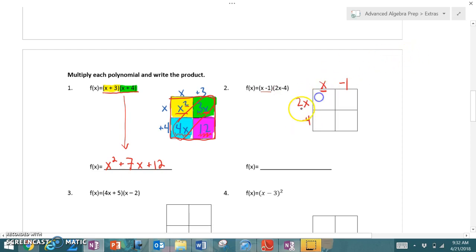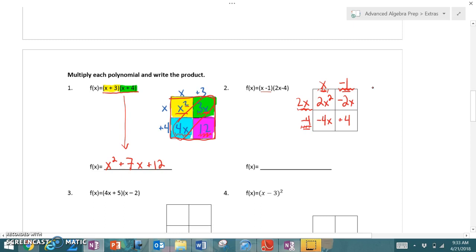Again, I'm going to do the x times 2x. Gives me 2x squared. Then I'm going to do a negative 1 times a 2x. That gives me this box is negative 2x. And then I'm going to do x times negative 4 is negative 4x. And last but not least, I'll do negative 1 times negative 4. 2 negatives makes a positive. 4 times minus 4.